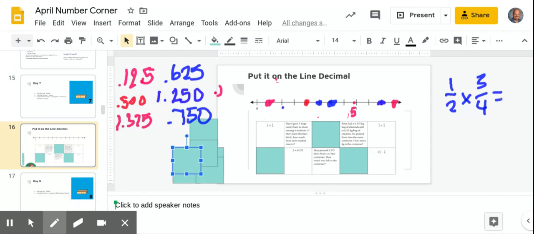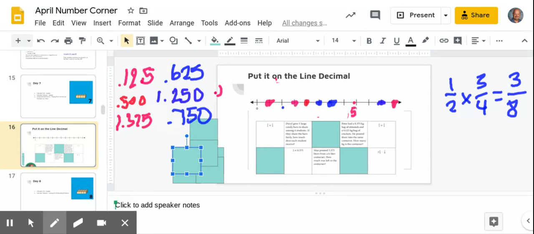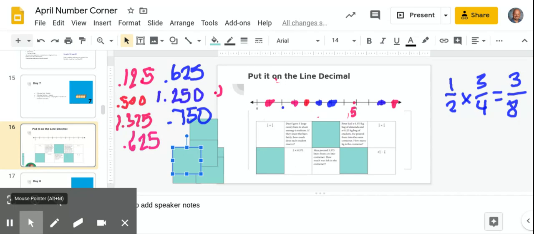Go ahead and figure that problem out for me, please. And I got 3/8. Oh, that's a bummer. 3/8. So when I get my numbers, I go count over 3 spots. There it is. 3/8 as a decimal. 2/8 is 0.25 plus 0.125, which is 0.625. All right. Next move is yours.